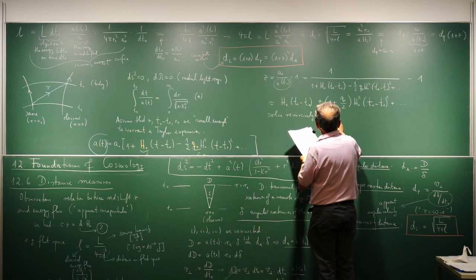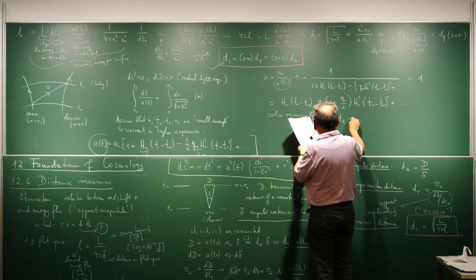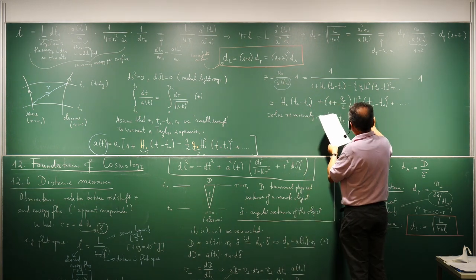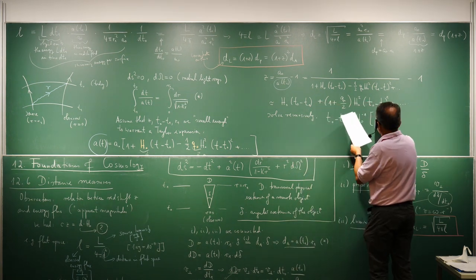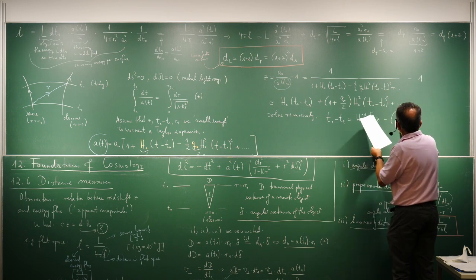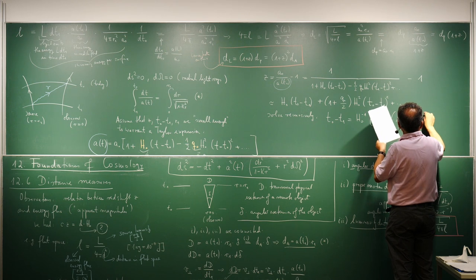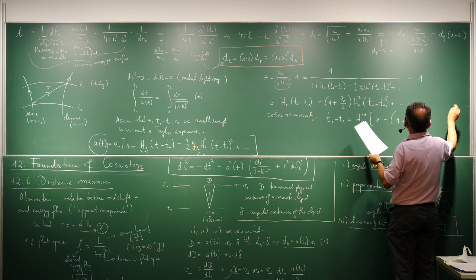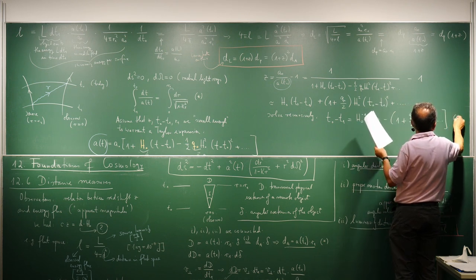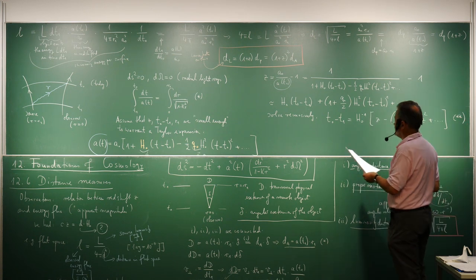So we have then t naught minus t1 is H naught to the minus 1, z minus 1 plus q naught over 2 z squared and so on. Now let me call this the formula double star.